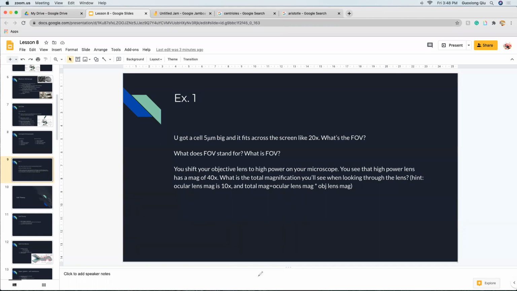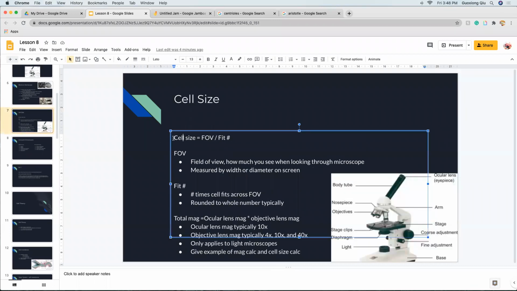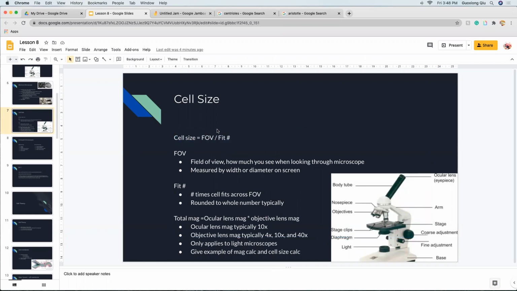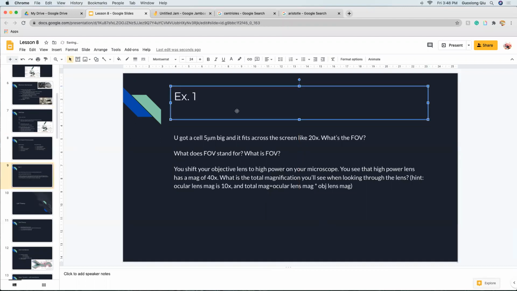Oh wait, I should probably show you guys the formula. Since I told you guys not to take notes, you probably don't remember the formula. Cell size equals FOV over fit number. I should write that. FOV over fit number.